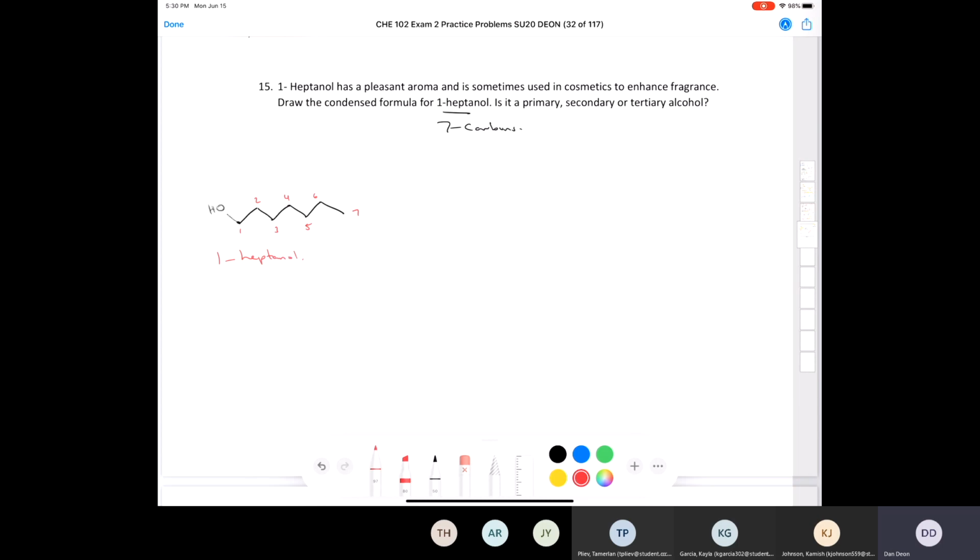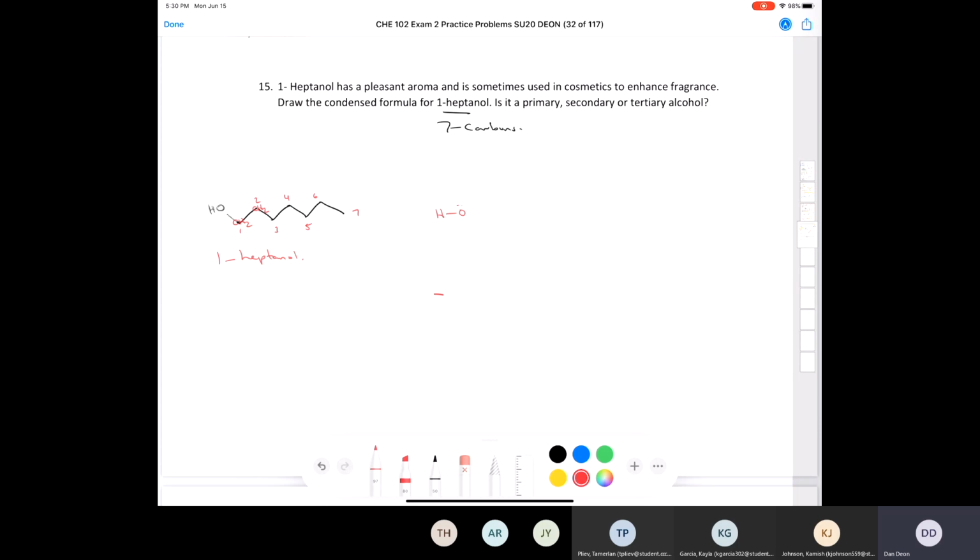So this is 1-heptanol. Okay? Could anybody tell me, is this primary, secondary, or tertiary? Not a trick question. Yeah, exactly. It's a primary alcohol, right? Because if you look at the carbinol carbon, it's only attached to one other carbon, right?